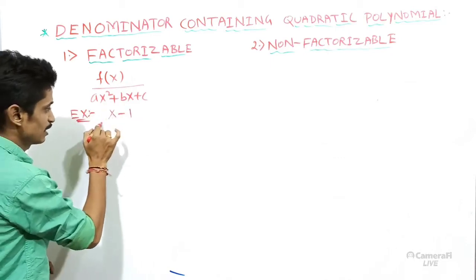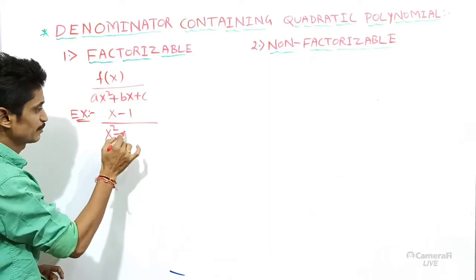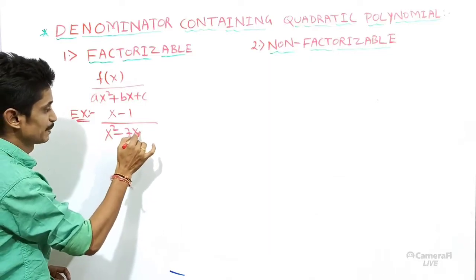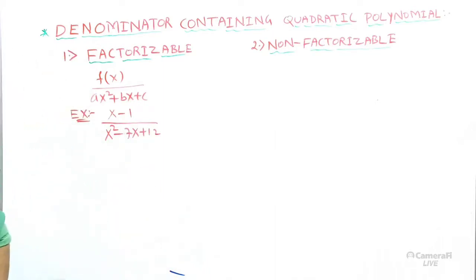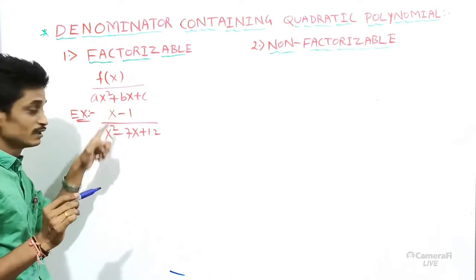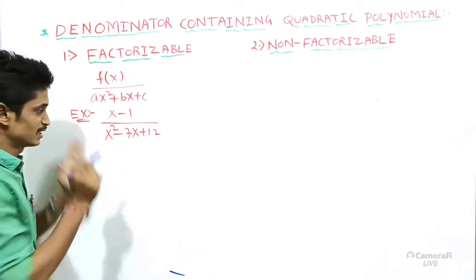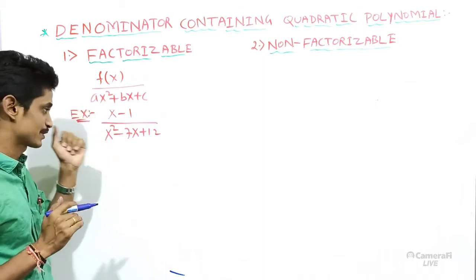x minus 1 upon x square minus 7x plus 12. How to split this proper rational fraction? The degree of the numerator is 1, the degree of the denominator is 2. Sure, it is completely a proper rational fraction.